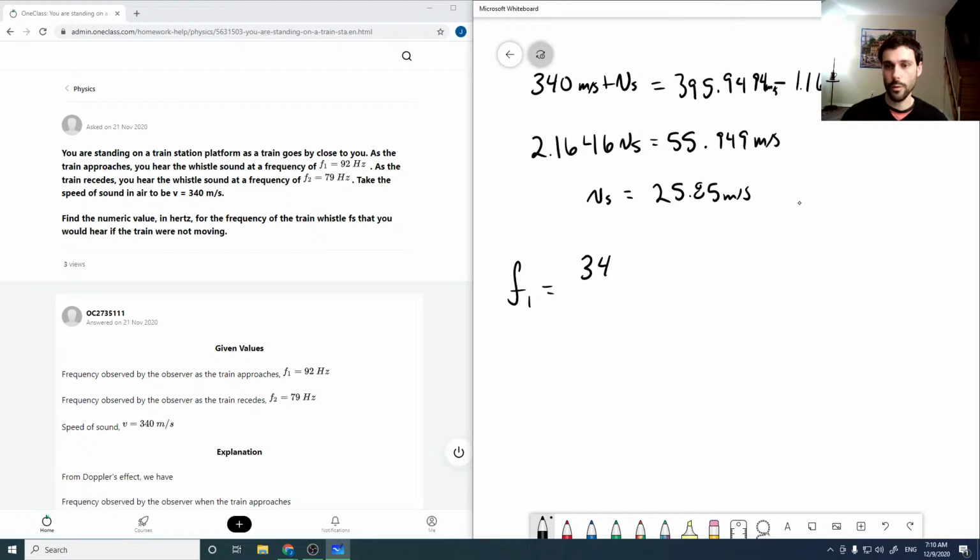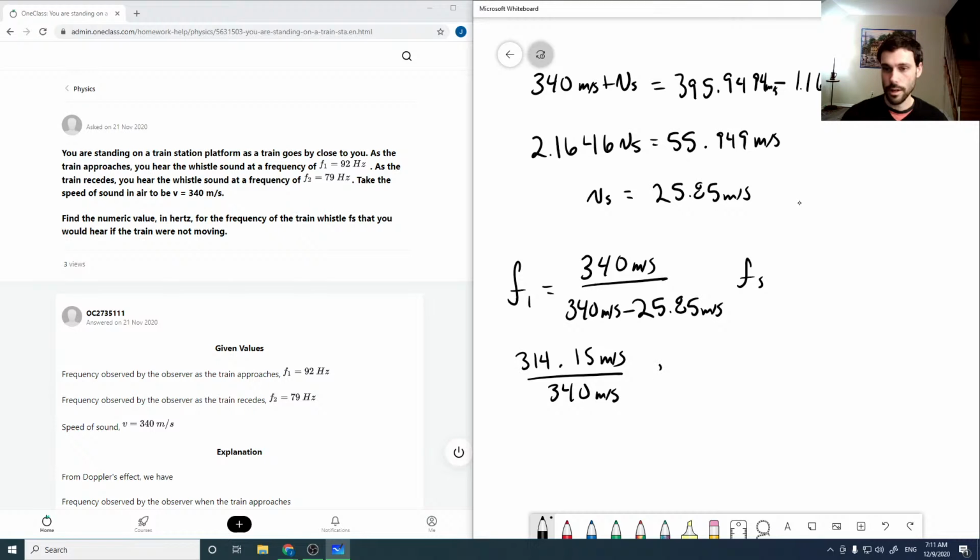And now we can use either of our equations to solve for our source frequency. So F1 is 340 over 340 minus this 25.85 times the source frequency, or rearranging this here, so 314.15 meters per second over 340 times our F1, which is 92 hertz, is our source frequency. So our source frequency is 85 hertz. So just running this through our calculator, that's the numeric value of the train whistle's frequency.